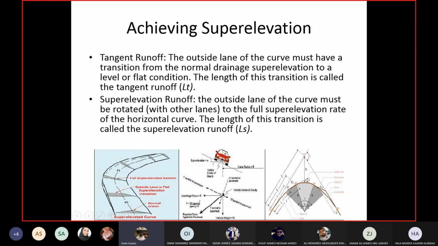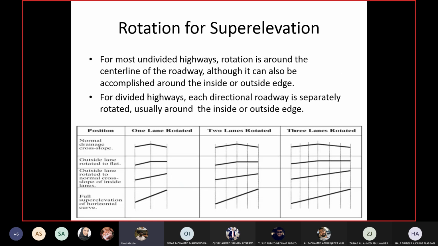So tangent runoff happens on the tangent. Super elevation runoff can happen on the transition curve. As I said, it is usually the case for high speed roads. Transition curve is mainly provided for high speed roads, as I said yesterday. Rotation of super elevation: rotation means achieving the super elevation. I think this is the last slide.